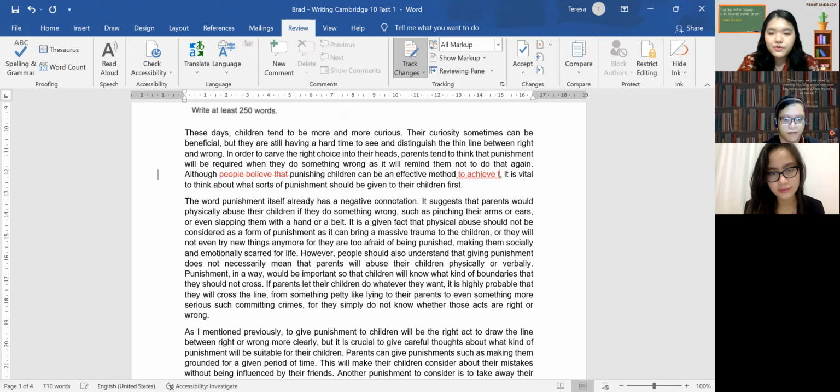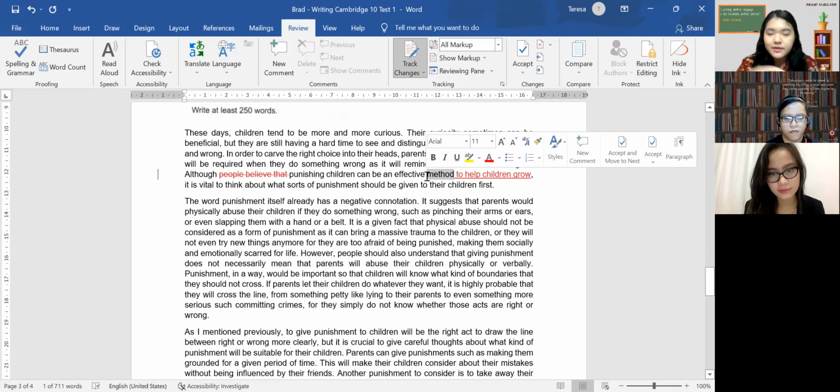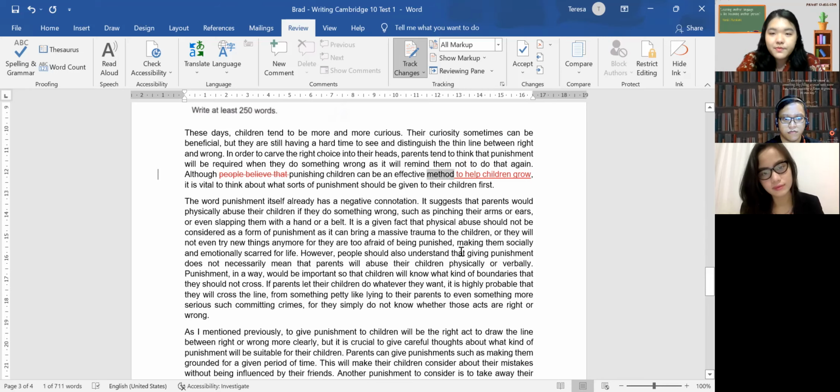You will also want to refer back here: to achieve this, or to achieve to help children grow. For example, why should we put it? Just to make sure people understand what kind of method it is referring to. The method for what?